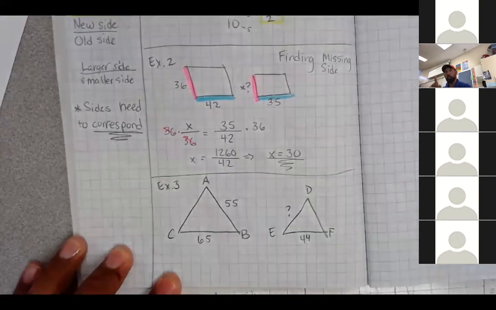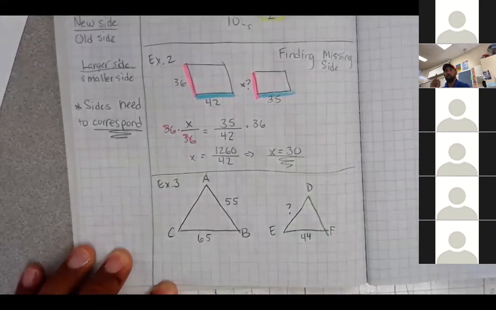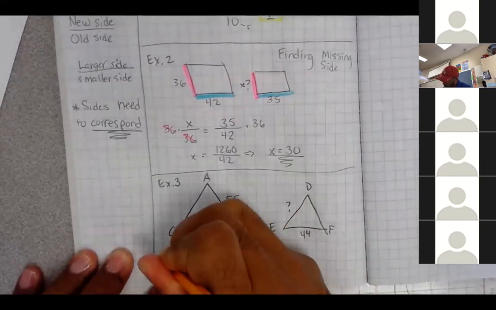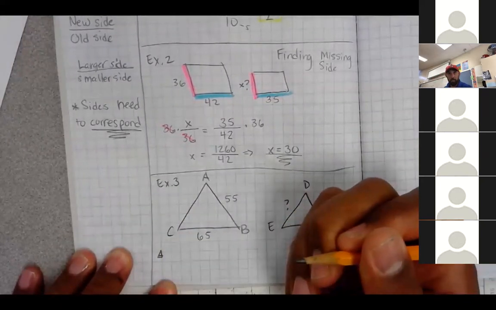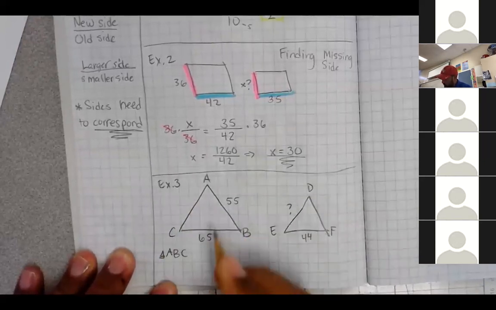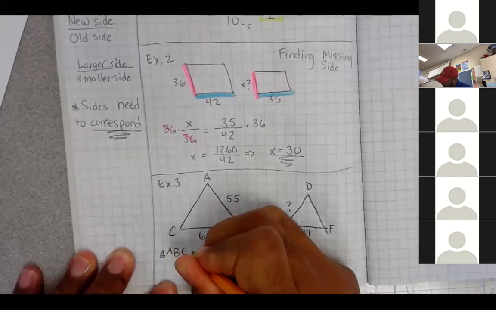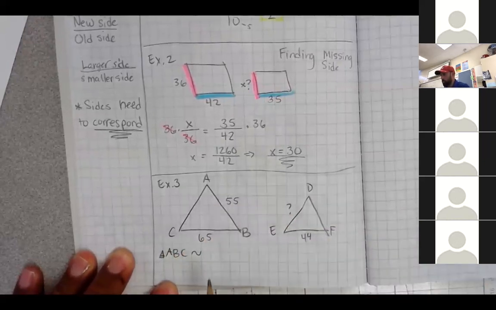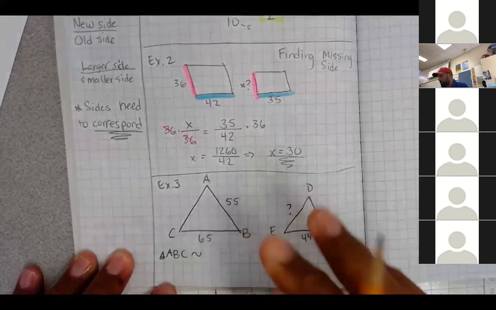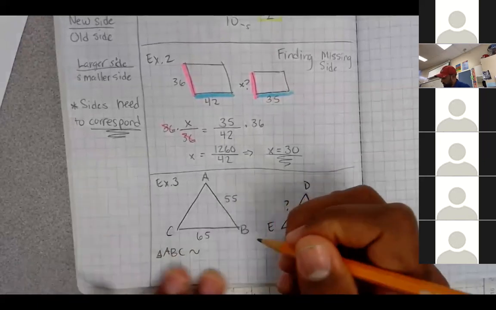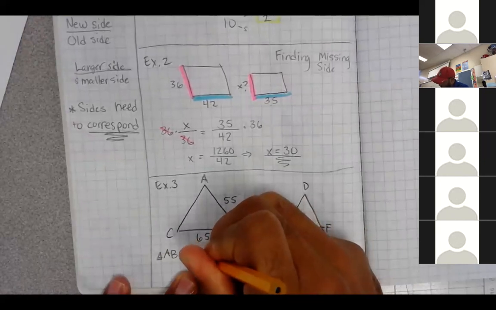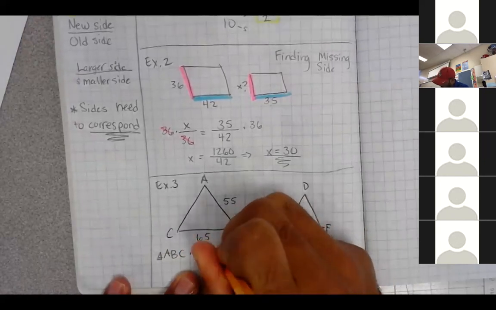And then the other piece of information they're going to give you is a congruence statement. It'll look like this. It'll have a little triangle symbol like that, and then ABC is the first one. And then it's going to give you this wavy symbol, which remember, means similar, not congruent, but similar. Okay, it's similar to triangle FED.